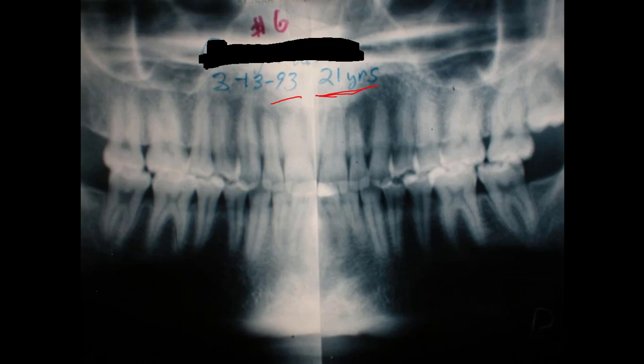They are sitting in a good class 1 relation right here. You can see that from this. This is an ideal class 1. The overjet and overbite look pretty doggone good right there. The young man doesn't brush his teeth as well as I would like for him to, but very few people probably do.